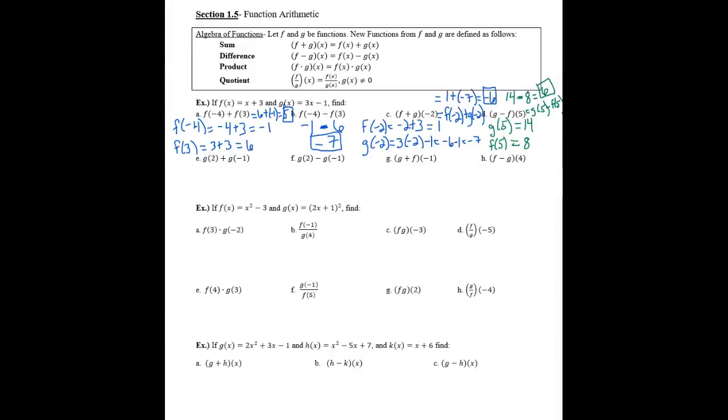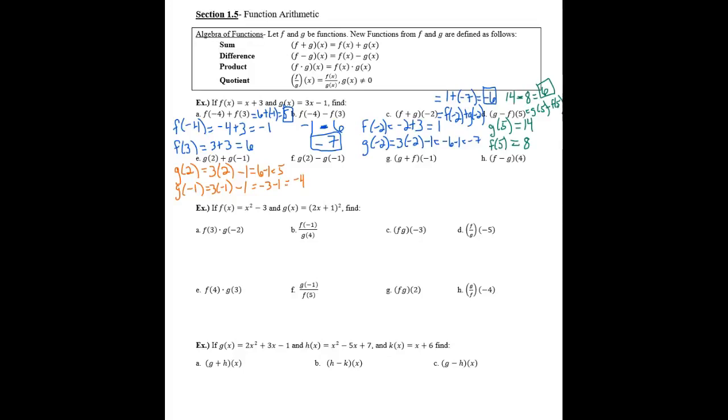Alright, let's go ahead and look at these. So on part E, we have G of 2 plus G of -1. So we're only using function G here. G of 2, we're taking 3, replacing x with 2, then subtracting 1. So 3 times 2 is 6. 6 minus 1 is 5. So G of 2 is 5. G of -1 will be 3 times -1, which is -3. Subtract 1 more, we get -4.